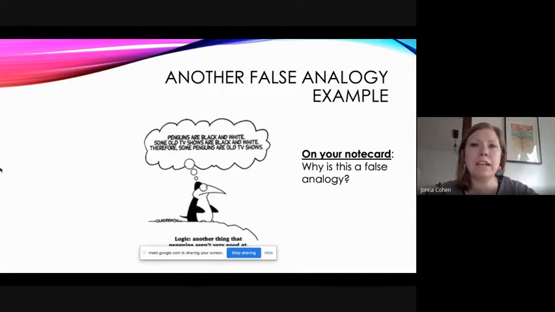Let's take a look at another example. Here we have a penguin that says, penguins are black and white. Some old TV shows are black and white. Therefore, some penguins are old TV shows. On your note card, I would like you to pause the video and tell me in a full sentence, why is this a false analogy? Go.